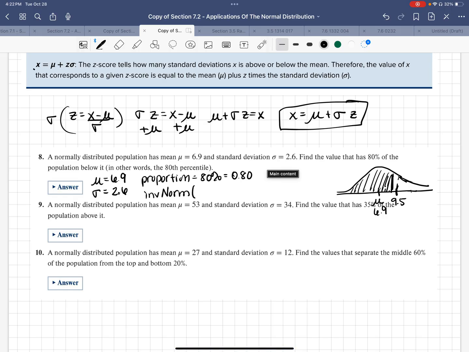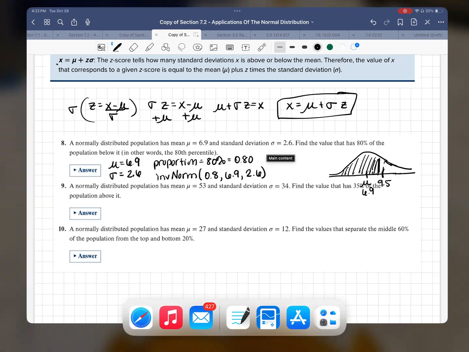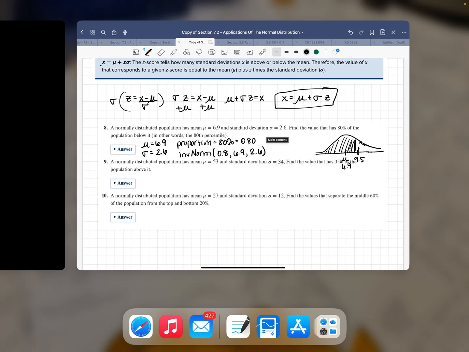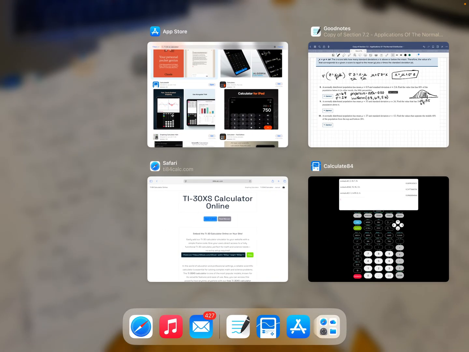Okay, and it appears in the inverse norm. I put my proportion in, 0.8. Then I put my mean in, which is 6.9. And then I put my standard deviation of 2.6. So let's see what happens if I get a value that is a little less than 9.5.